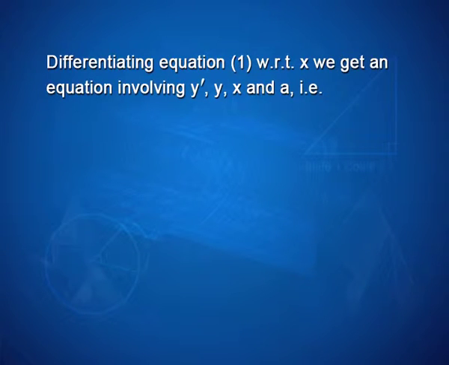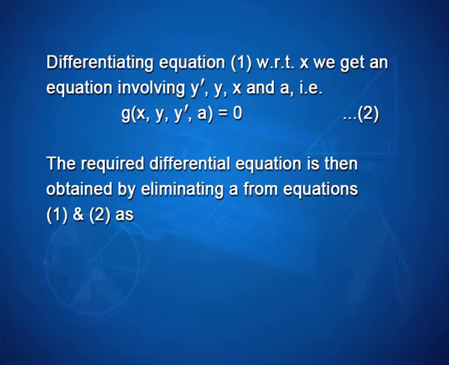Differentiating this equation with respect to x, we get an equation involving y dash, y, x and a, that is g(x, y, y dash, a) is equal to 0. The required differential equation is then obtained by eliminating a from equations 1 and 2, and we get F(x, y, y dash) is equal to 0.